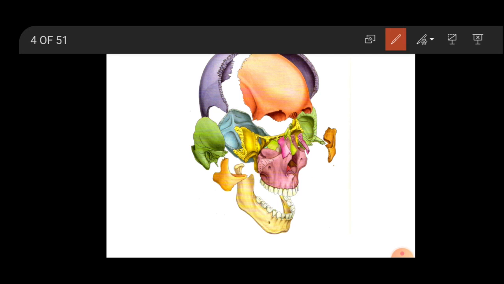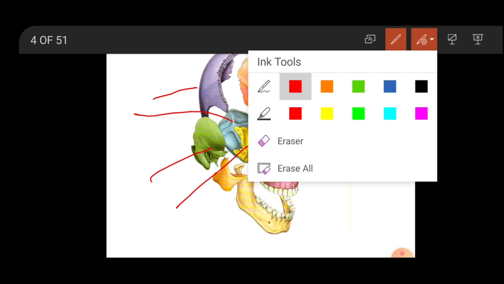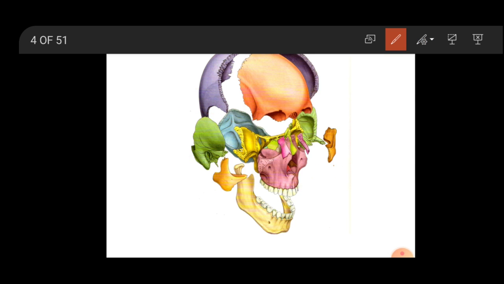Out of the 8 bones, you have 2 paired bones, that is, the parietal and temporal, and the unpaired bones are the sphenoid, the ethmoid here, and then the occipital and frontal. So these are the 8 bones which form the bones of the calvaria.